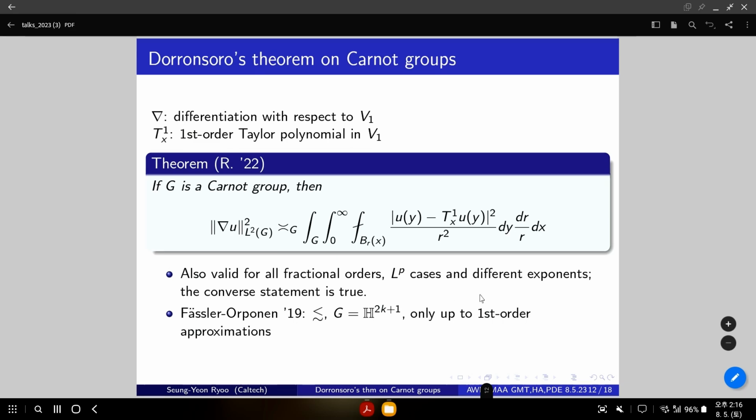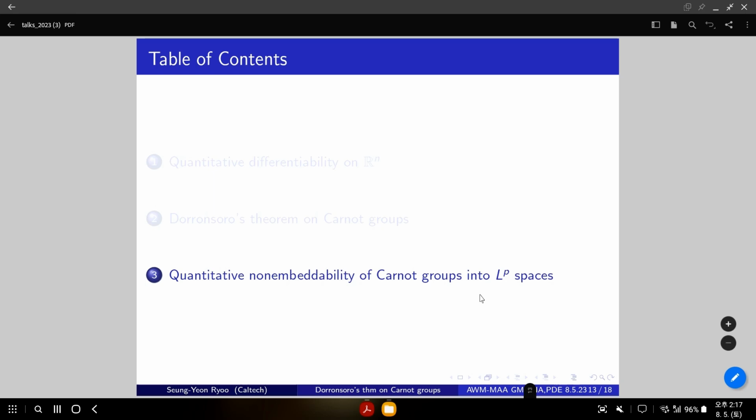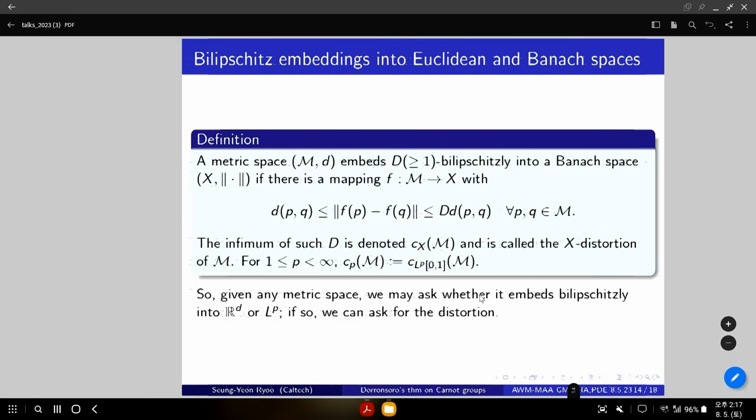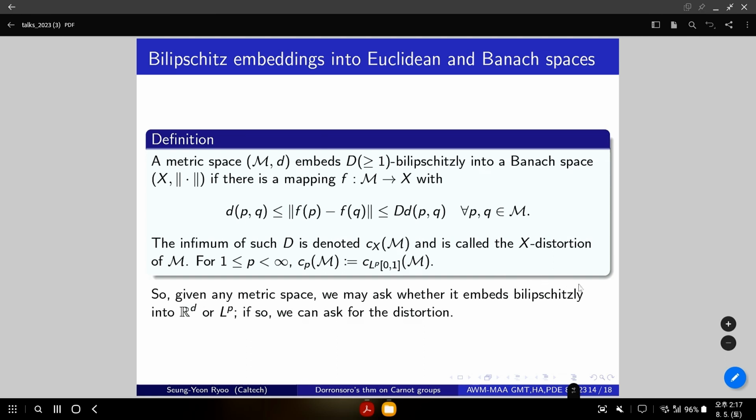So I'll go on to the last part, which describes one application of this differentiation theorem. Here's notation from metric geometry. We say that a metric space M embeds bilipschitzly into some Banach space X with constant D if there is a mapping F from M into X such that it satisfies the following double-sided Lipschitz condition. The smallest such D is denoted C sub X of M, and is called the X distortion of M. In the case of LP targets, we simply denote the distortion by C sub P of M.